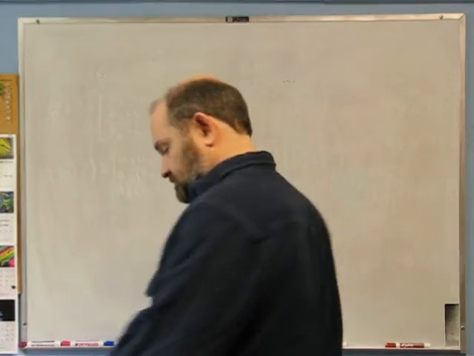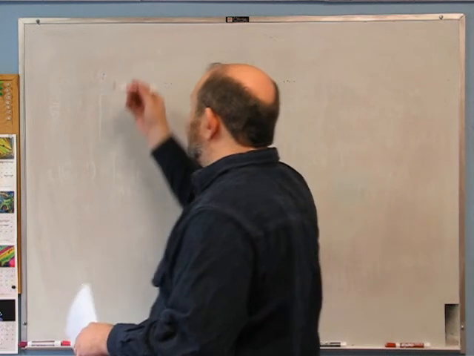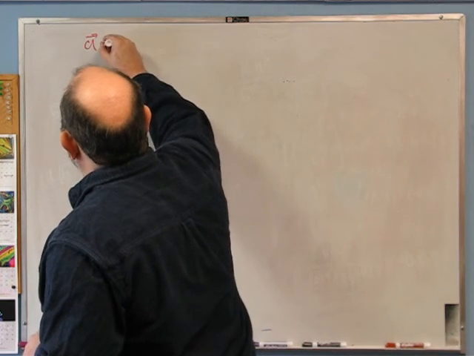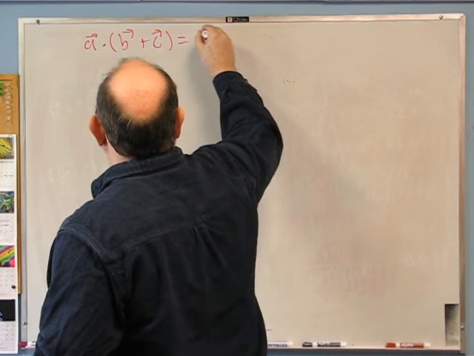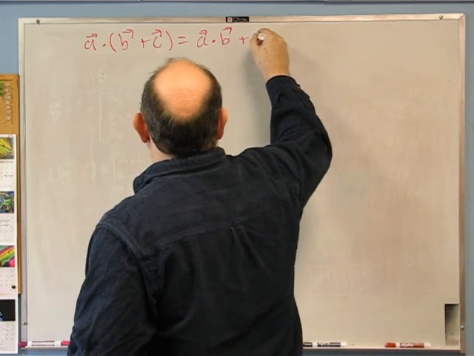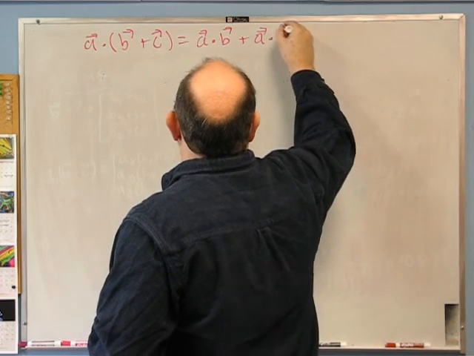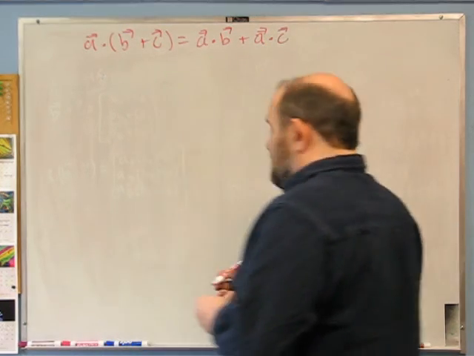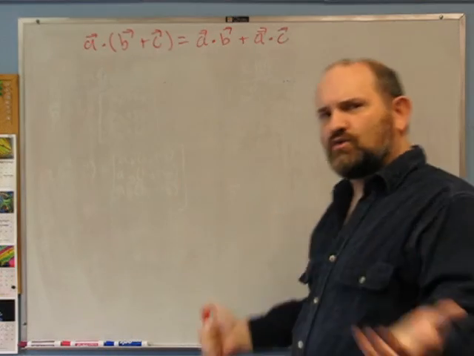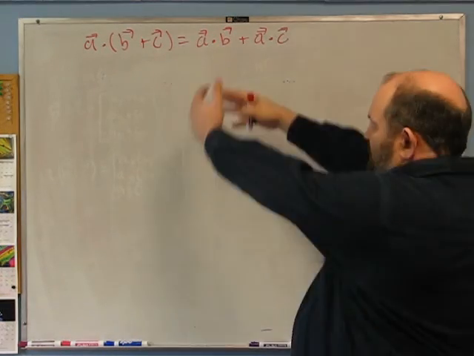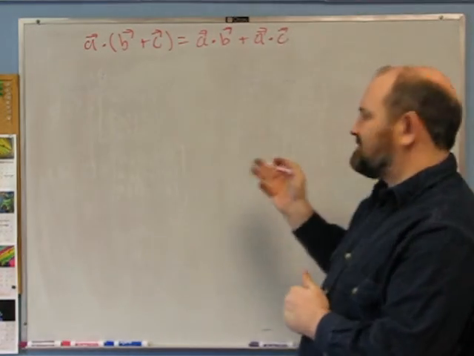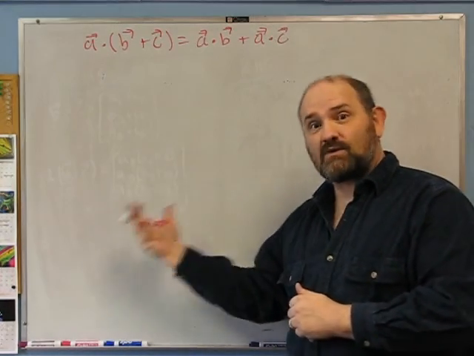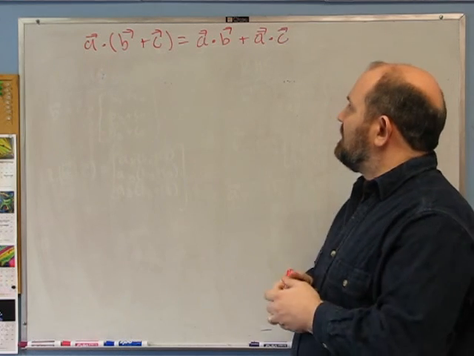Third problem. By using vector components, explicitly show that distribution works for dot products, i.e. A dot (B plus C) is equal to A dot B plus A dot C. Okay, that's distribution. Now the other thing is show that. How do you show something? Well, what you do is you start with the thing you've started with. You do legal algebraic manipulations until you get down to something that is self-evidently true, something like 1 equals 1. Okay, 1 equals 1, I know that.